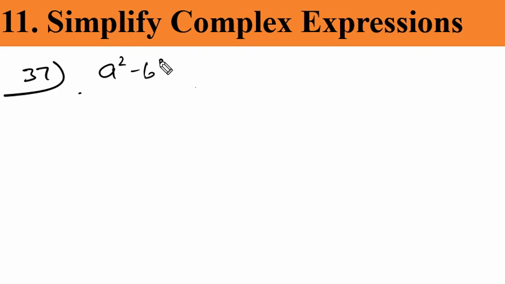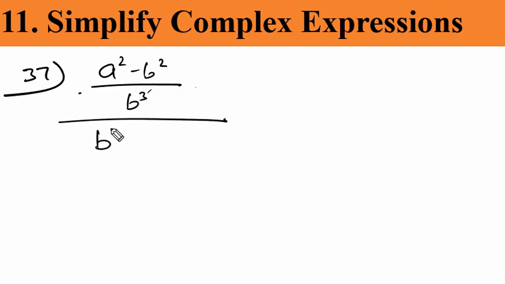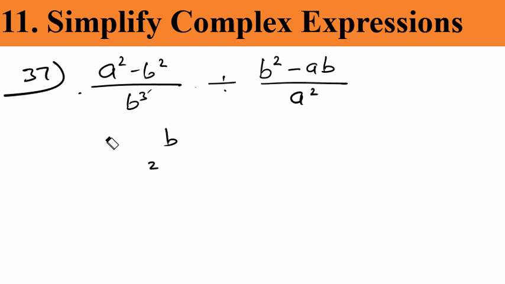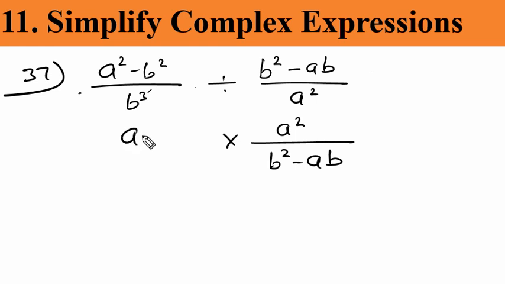A square minus b square over b to the power 3 over, okay, now this is a square. So what should we do first? First use the divide sign, rewrite the denominator. Good. Now just remove this part, change it to a multiply sign, and flip: a square over b square minus ab. This will remain the same as it is, a square minus b square over b to the power 3.